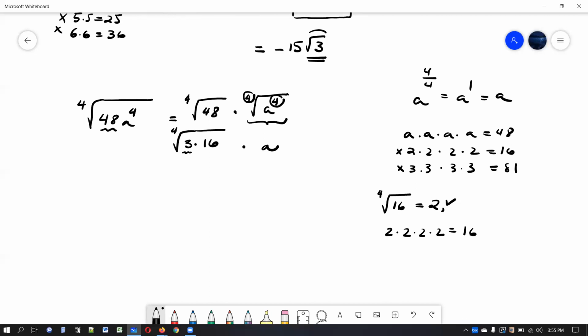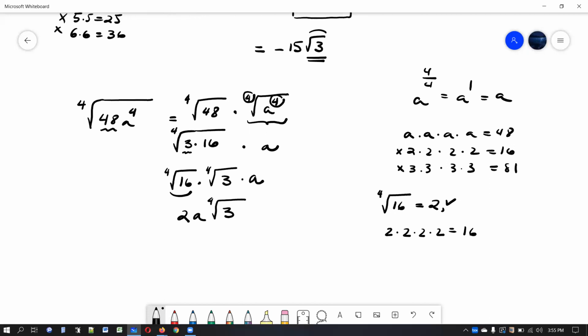So now I will rewrite this as fourth root of 16, fourth root of 3 times a. This I already know to be 2. It's going to multiply the a, and the fourth root of 3 stays.